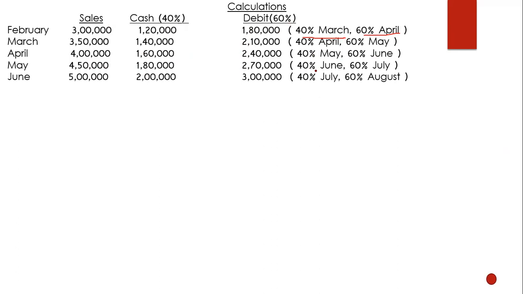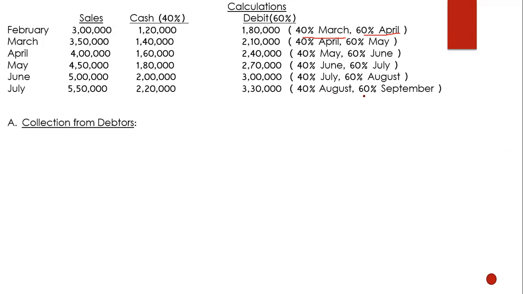In June, 5 lakh sales is there, cash 40% is 2 lakh and debit 60% is 3 lakh. 40% will come in July and 60% will come in August. July, 5 lakh 50,000. So 40% of 5 lakh 50,000 is 2 lakh 20,000 and 60% is 3 lakh 30,000. 40% will come in August and 60% will come in September.